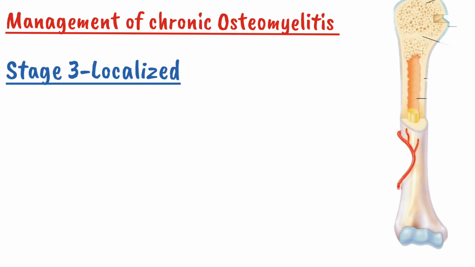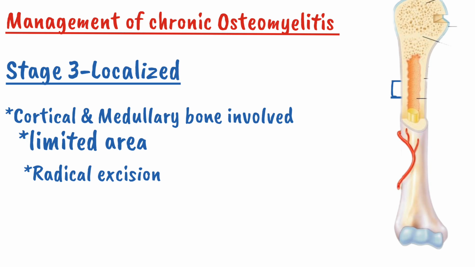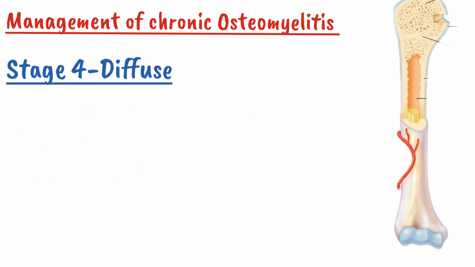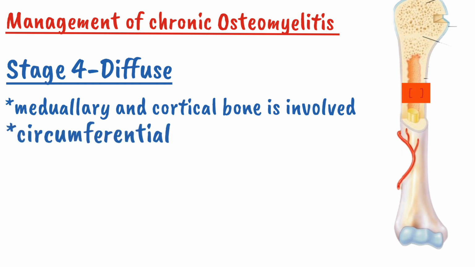Stage 3, also called localized. In this stage, both the cortical and the medullary bone are involved, but only a limited area of cortical and medullary bone, and it usually requires a radical excision. After radical excision, staged reconstruction is necessary with cancellous bone grafting. The last stage, stage 4, is called the diffuse type. In this, both medullary and cortical bone are involved, but the involvement is circumferential, meaning the whole of the medullary and cortical bone is involved. To treat this condition, we perform a segmental resection, and after that we do bone reconstruction.